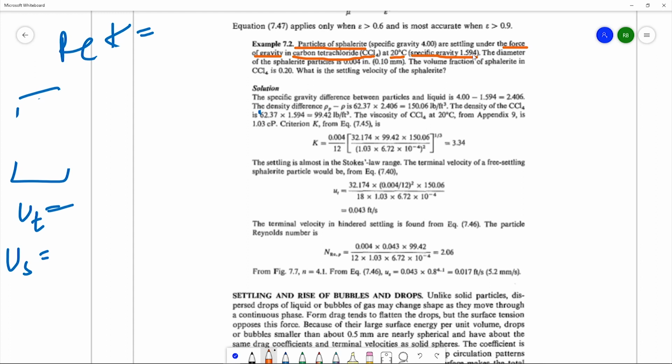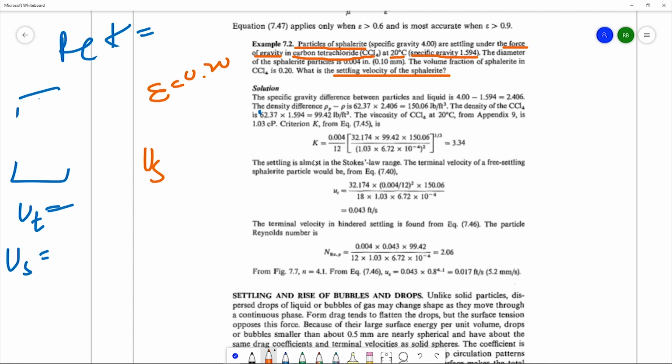So what will be the density? I think you have to multiply with the density of water at this temperature, right? So the diameter of the spherical particle is given, right? 10 millimeter or 0.004 inch. The volume fraction of the sphalerite, so epsilon is given as 0.20. What is the settling velocity of the particle? So this is no more terminal velocity, but we call it settling velocity now. So it is called settling velocity or velocity in the suspension.